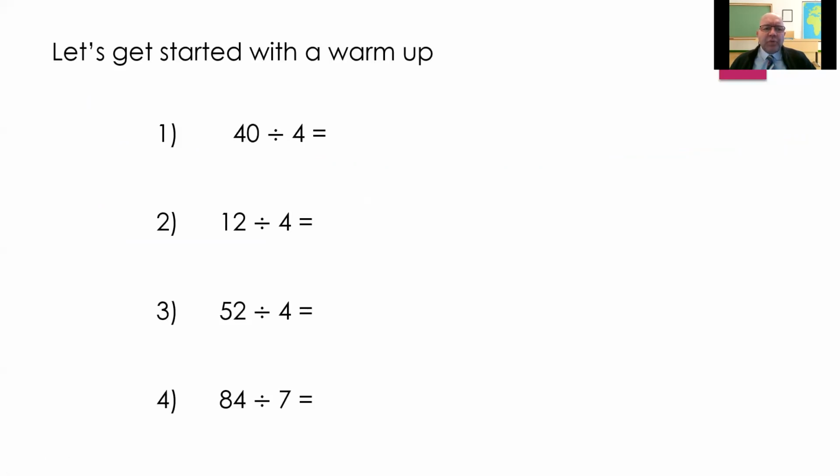But here's a little warm-up for us. Most of these calculations you'll be familiar with from your times tables. Remember, times tables in reverse is just our division facts. So, quick warm-up, pause the video. How quickly can you do those 4 questions? Go.